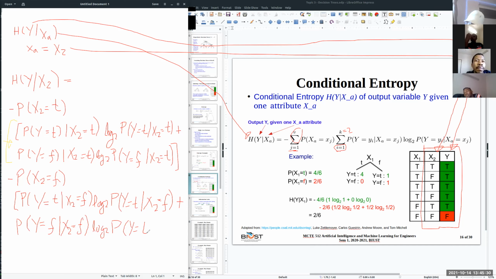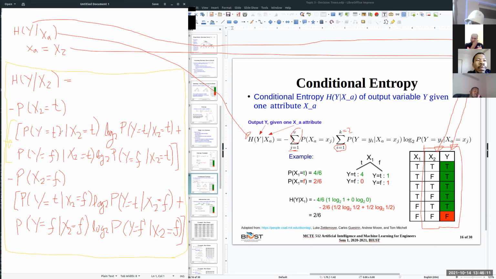These are all the conditions. This place here is all the conditional probability of the y output given the x2 attribute. So how do we know this?